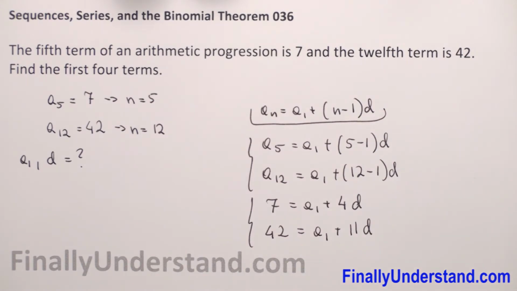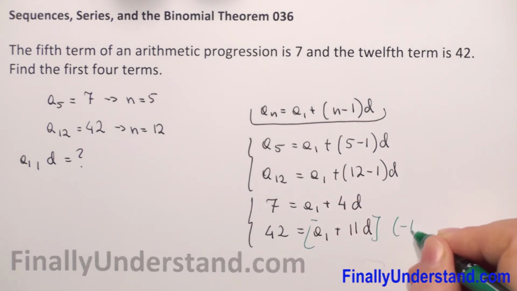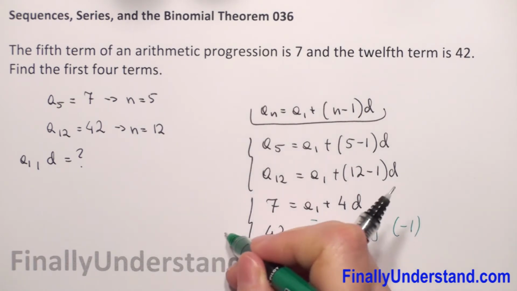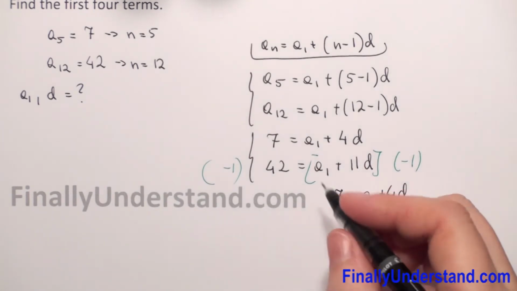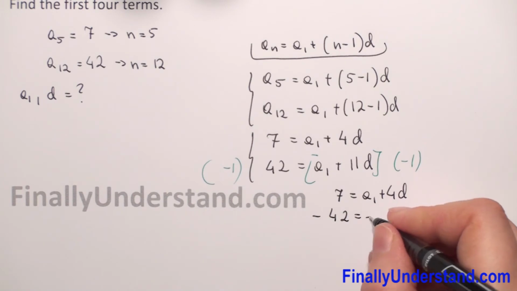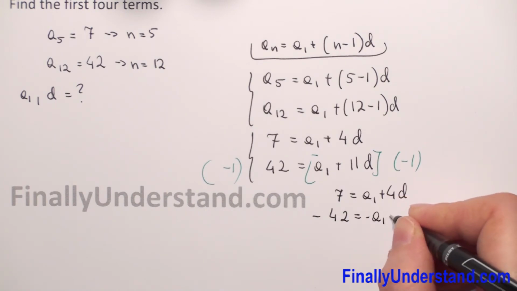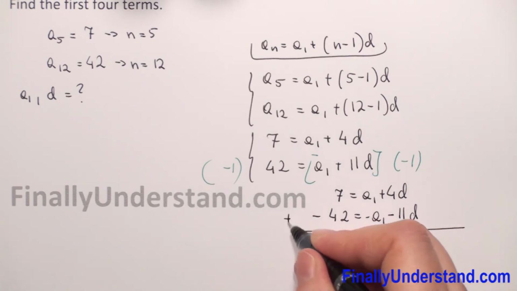So I will use the addition-subtraction method to solve this. I will multiply the second equation on both sides by -1. The first equation I rewrite: 7 is equal to A1 plus 4d, and the second is -42 is equal to -A1 minus 11d. Now we add both sides.